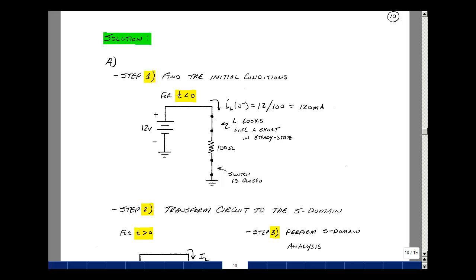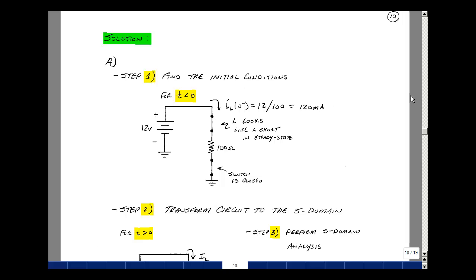So our first task is to use a Laplace transform, so let's use our 5-step algorithm. First one is to find the initial conditions of our reactive component, which is our inductor, which looks like a short circuit in steady state if in a DC circuit for a long time. Our switch is still closed, so we have 12 volts and just 100 ohms. So the current that's flowing in this circuit prior to the switch opening is going to be 12 volts divided by 100 ohms, or 120 milliamps.